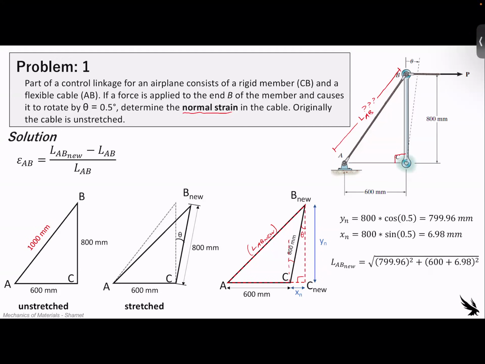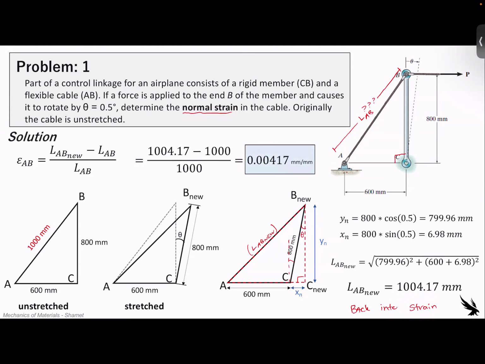So the new length, although it's very small changes in the y direction, that x direction still gives us 4 millimeters of new length. So we go from 1,000 to 1,004.17 millimeters. So plugging this back into our strain equation, we can calculate the normal axial strain. And if we do this math out, it's 0.00417. And remember, the units need to be in the denominator and the numerator, to be millimeters over millimeters. And that would be our answer for problem 1.